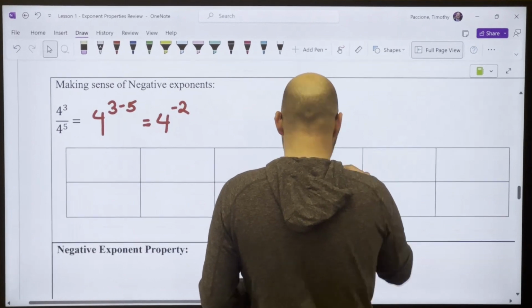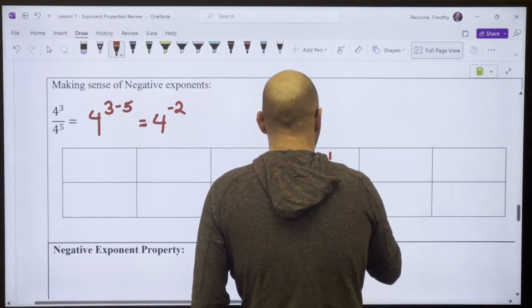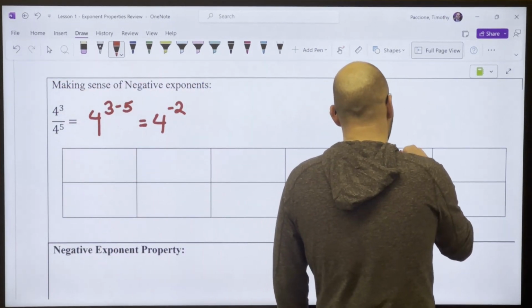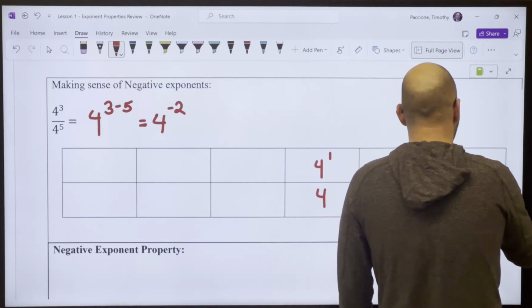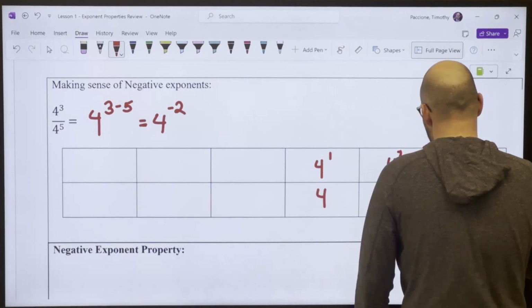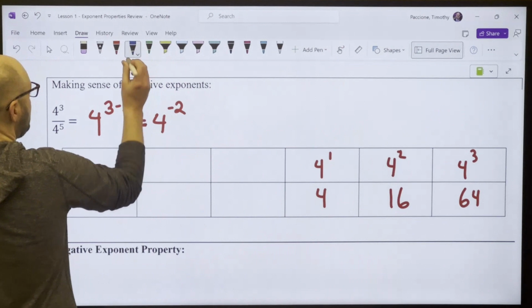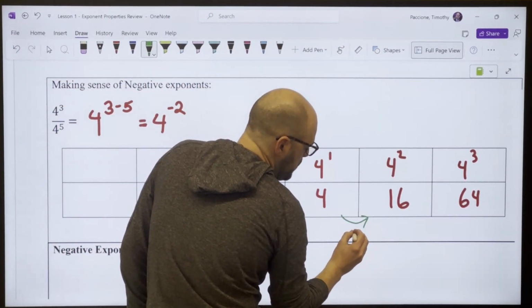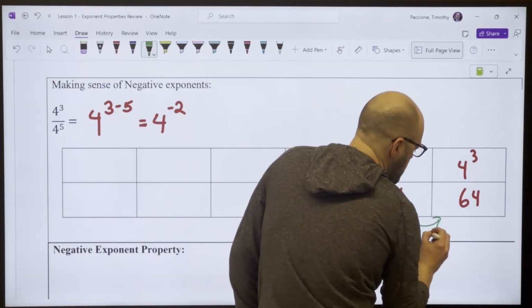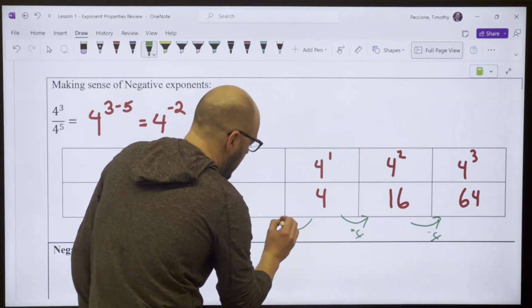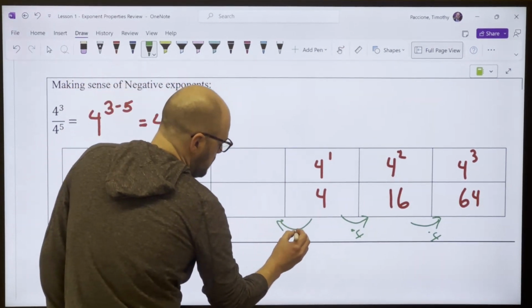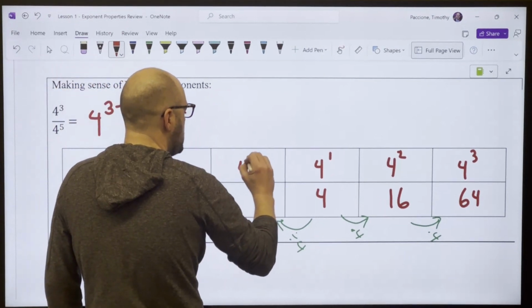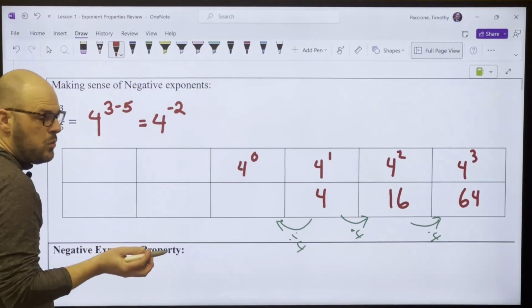So let's say I have 4 to the 1, which we know is 4. And then I have 4 squared, which I know is 16, and 4 to the third, which I know is 64. Okay, we talked about this already, but to go this way, I would do what? Times 4 every time, right? So to go this way, right, I would divide by 4. So that, we talked about this already, but that 4 to the 0, 4 divided by 4 is 1, right?